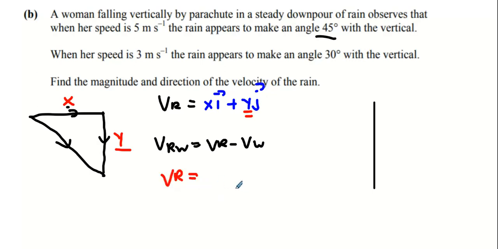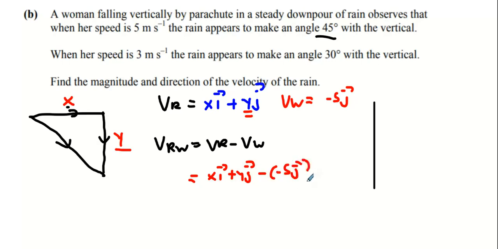Therefore, the velocity of the rain on its own must be the velocity of the rain relative to the woman plus the velocity of the woman. Now, what we're going to do next is run the scenario. We don't even actually need that as it turns out, but we're going to run this scenario here. Velocity of the woman is minus 5j. So it's xi plus yj, take away the velocity of the woman, which is minus 5j. So what we got here is xi, and then y plus 5j.